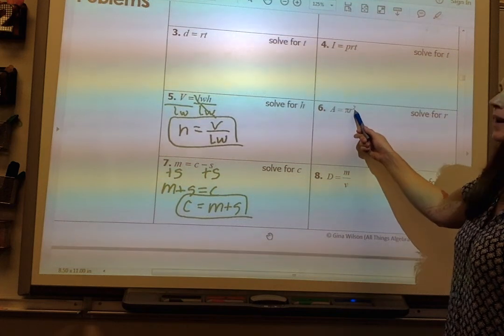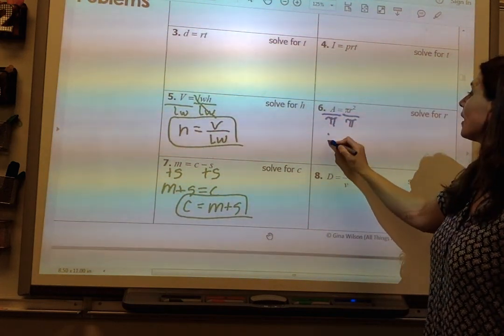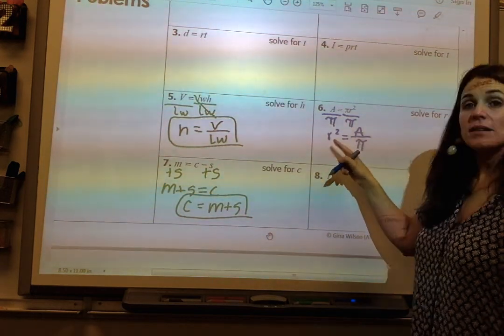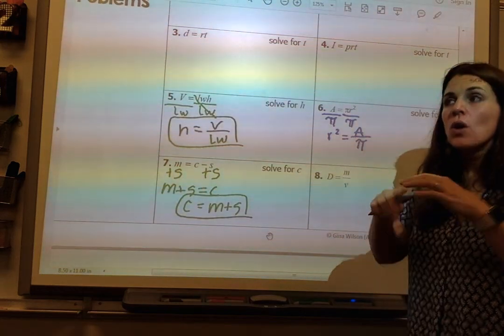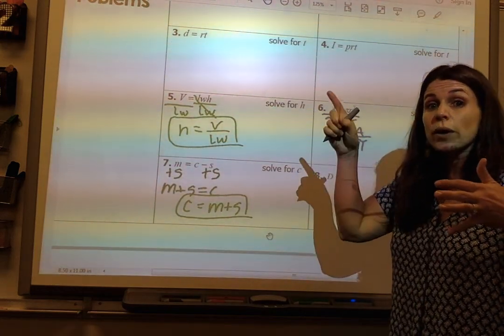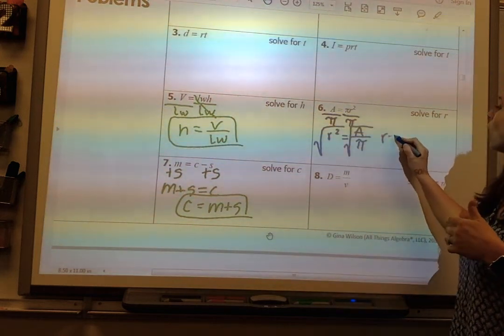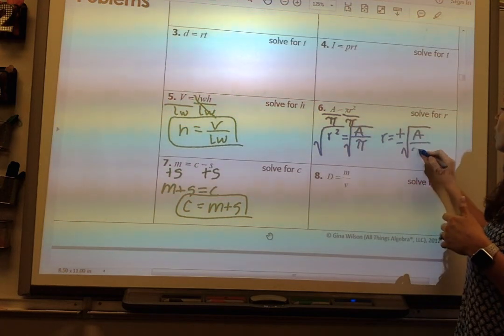If I want to get R by itself, I got to get rid of pi, so I'm going to divide by pi, and I get R squared equals A over pi. This is R squared. I want R by itself. So how do I get R by itself? Well, we ask, what's the opposite of squaring something? Square root. So R equals plus or minus the square root of A over pi.